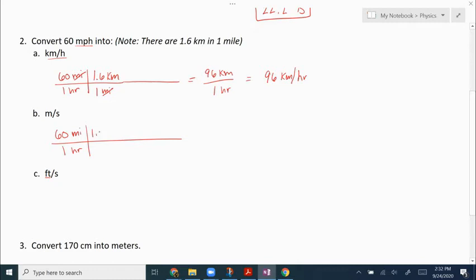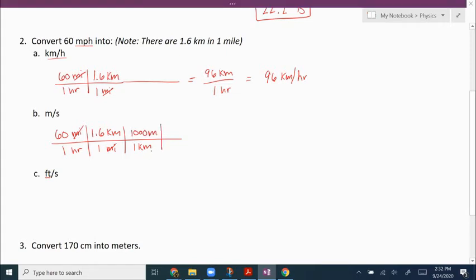I'm going to go ahead and basically repeat part A. Okay, so now the miles are gone and I'm into kilometers per hour. Then I'm going to change the 1 kilometer into meters. And now I'm going to deal with the hour. I'm going to change 1 hour into minutes. 1 minute, 60 seconds.